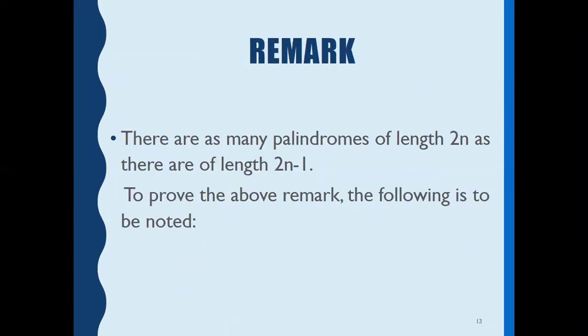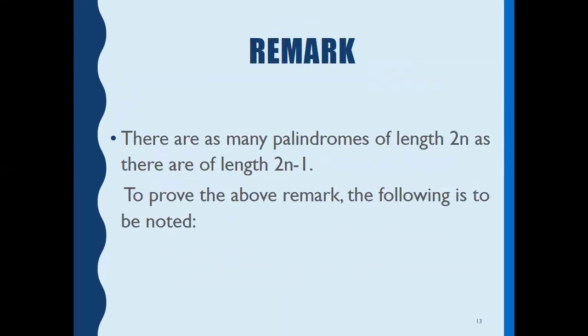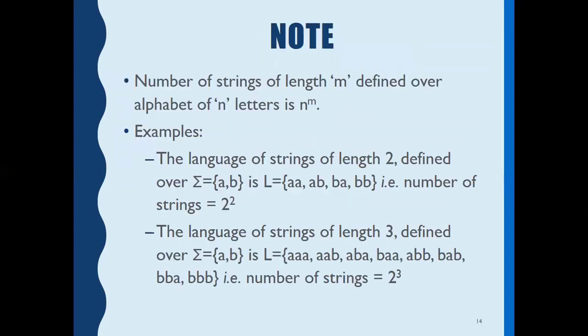So the important thing is that there are as many palindromes of length 2n as there are of length 2n minus 1. To prove the above remark, we shall note that the number of strings of length m defined over an alphabet of n letters is n raised to power m. हमारे पास जितने भी वर्ड्स होंगे, ठीक है, अल्फाबेट कितने होंगे? n होंगे, और लेंथ क्या होगी? m. ये इंपॉर्टेंट है किस चीज की लर्निंग में? In the case that there are as many palindromes of length 2n as there are of length 2n minus 1.